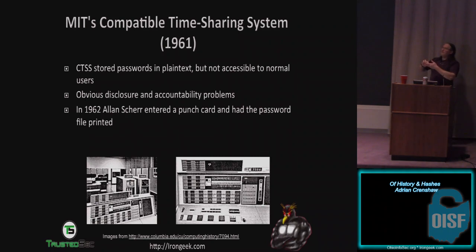So it was able to actually, even though he himself would not have the rights to get it, request that that particular file gets printed. And then he had everybody's passwords. This is part of the first instance of someone stealing passwords in history.